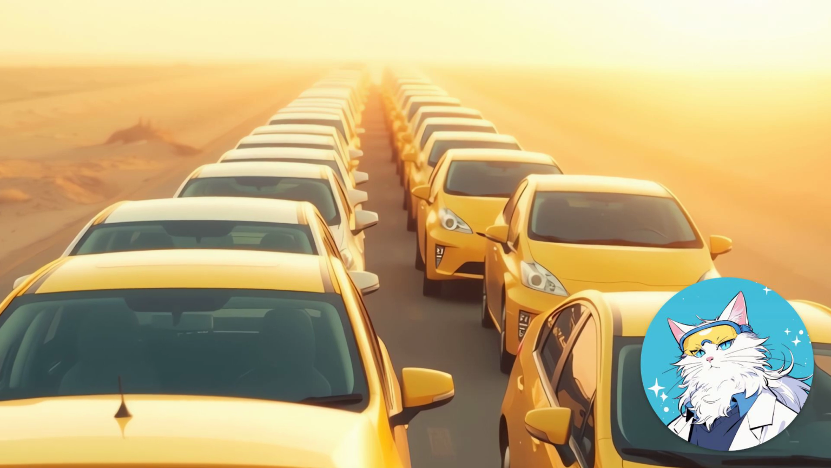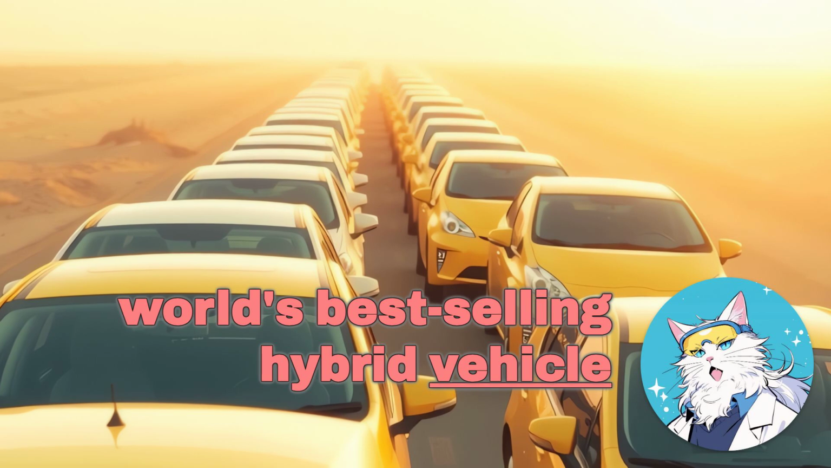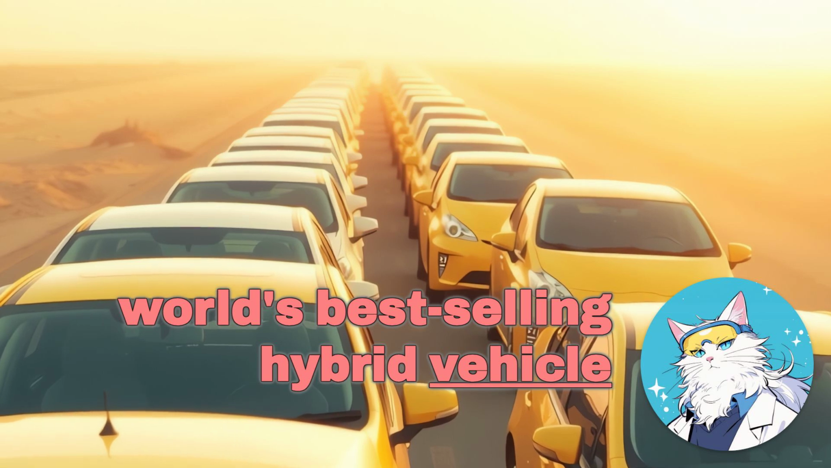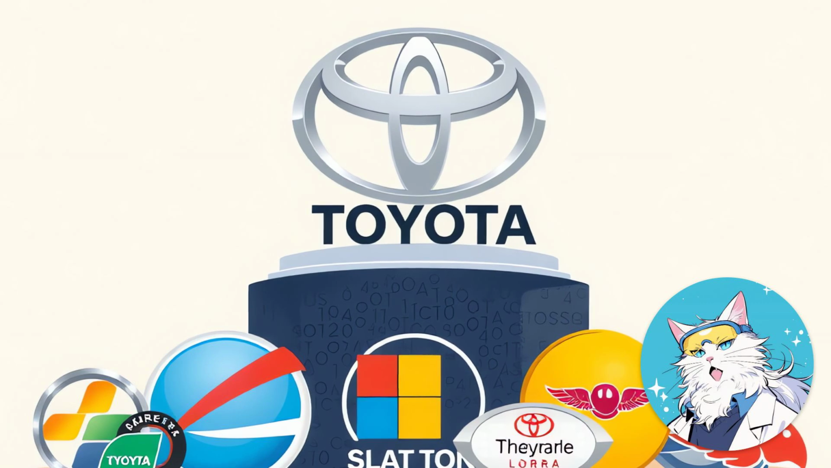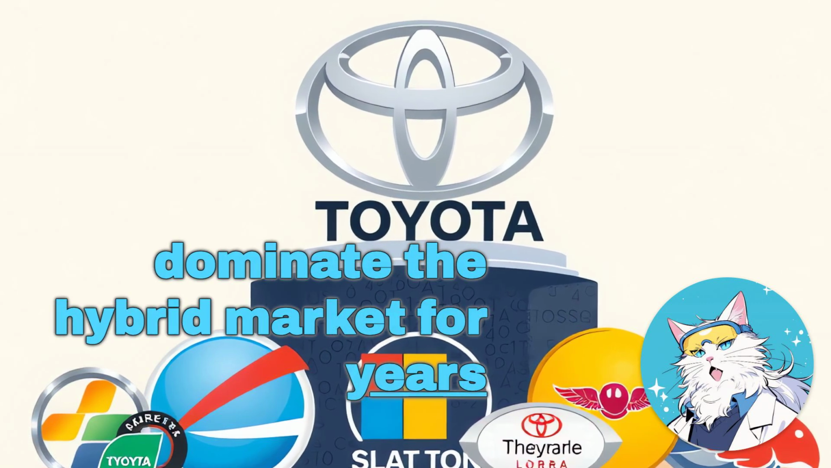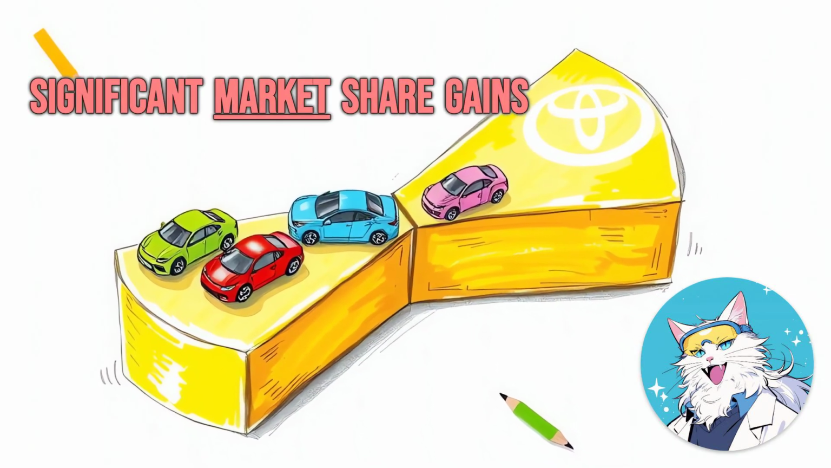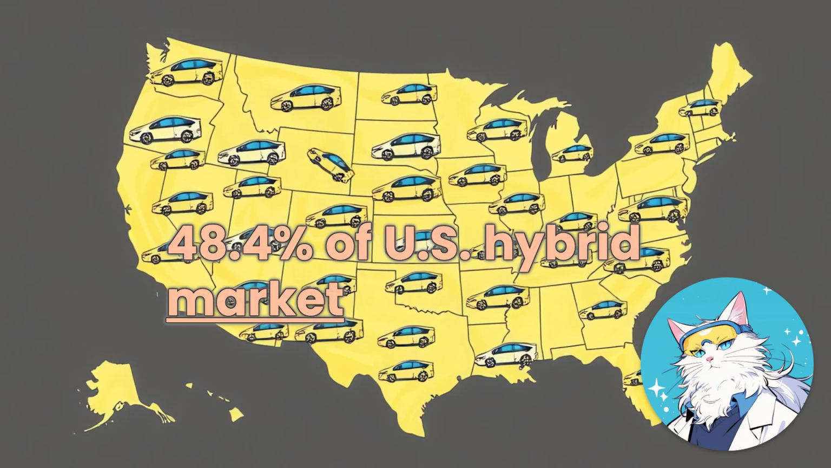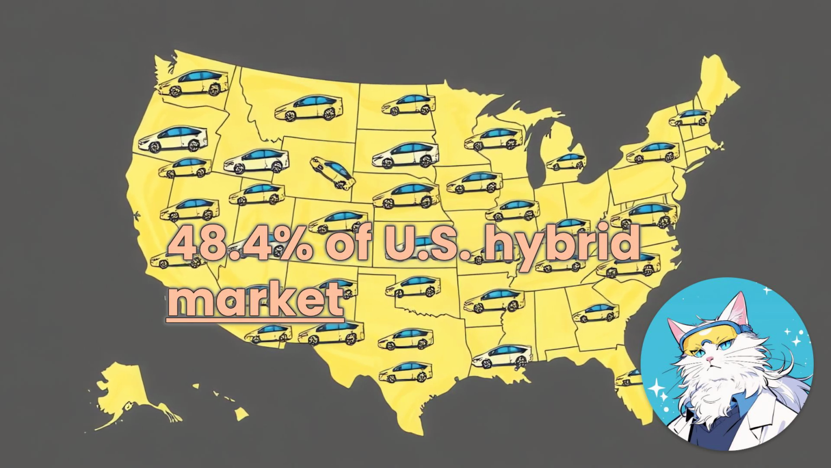The result? The Prius became the world's best-selling hybrid vehicle, with cumulative sales surpassing 6 million units by January 2017. Toyota's strategy of appealing to the median consumer paid off handsomely, allowing them to dominate the hybrid market for years. This success translated into significant market share gains. In 2009, at the height of the Prius's popularity, Toyota captured 48.4% of the entire US hybrid market.